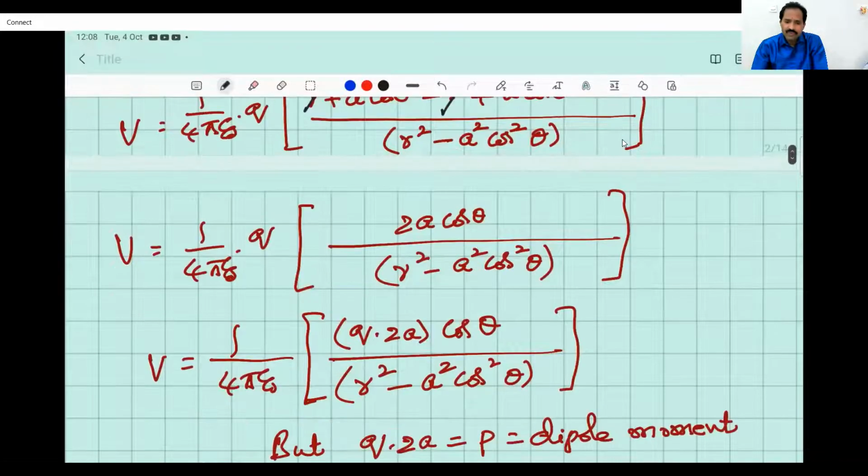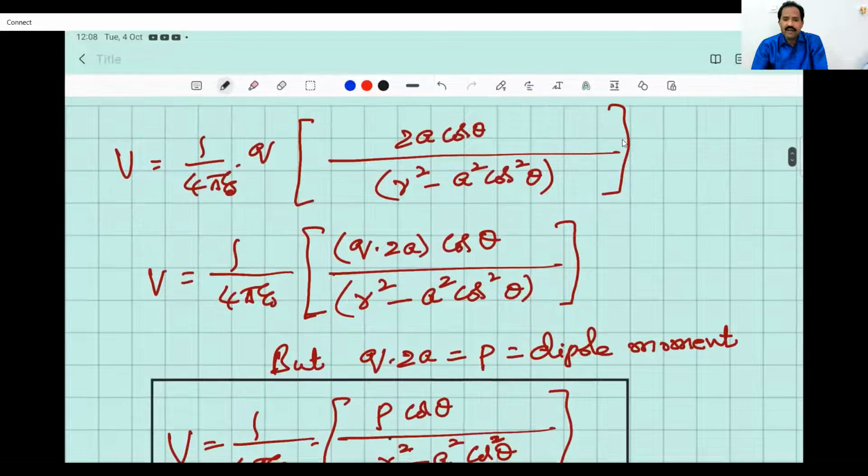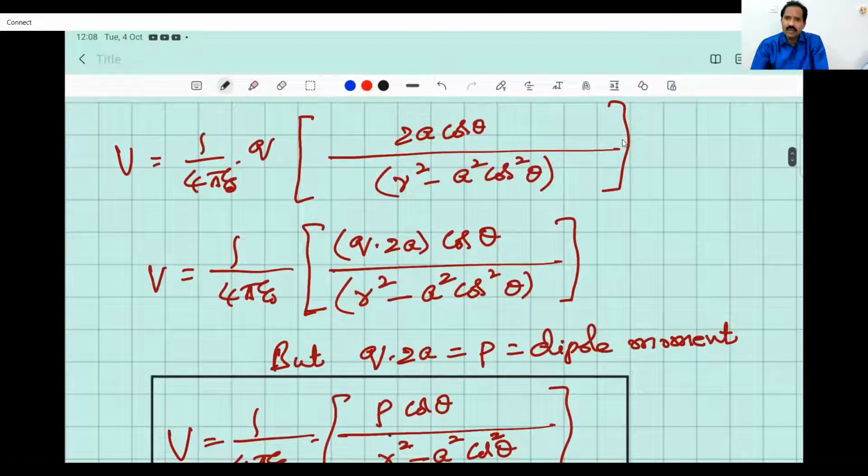Now the next step is V is equal to 1 by 4 pi epsilon naught. You send Q inside, then Q into 2A. Let us rearrange: Q into 2A into cos theta divided by R square minus A square cos square theta. Now by definition, charge into length of the dipole, Q into 2A, is called the dipole moment. It is denoted by P. So I write Q into 2A as P.